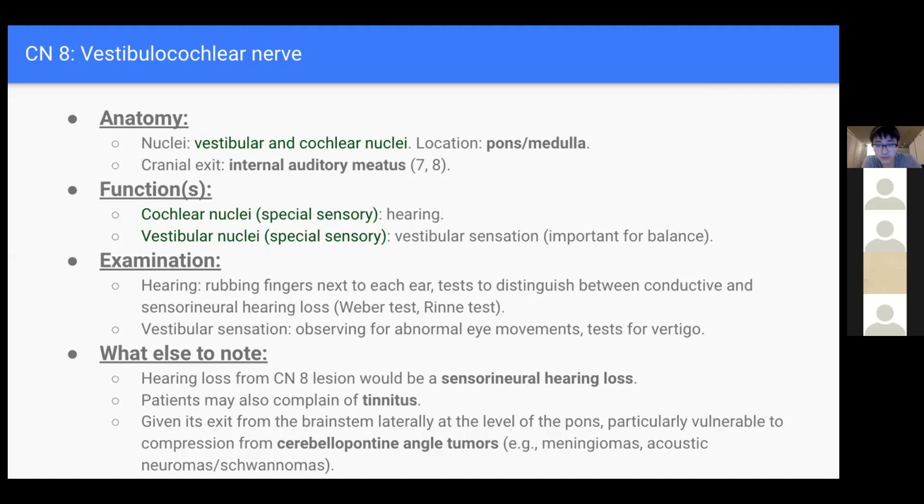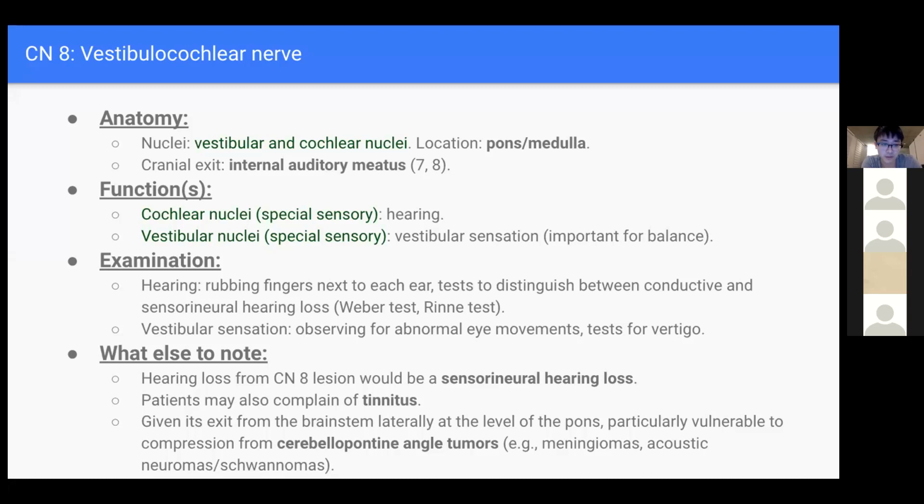You can also try to distinguish between conductive and sensory neural hearing loss. I don't think you guys have covered that just yet. You're gonna have specific lectures for that later in the block, and you're gonna learn about the tests, like the Weber test and the Rene test, to distinguish between these two. All you should know for now is that if you have a CN8 lesion, the type of hearing loss you have is sensory neural. Okay.